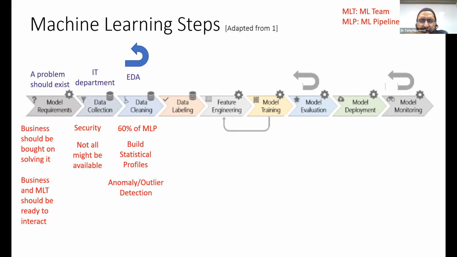One of the problems that exists these days is that data scientists tend to work in silos. So the interaction between the business and the data science team could get limited, and that leads to a lot of problems later on. So we need to have a very thorough interactive process right at the beginning of the machine learning pipeline. The next thing is data collection, and that is primarily given by the IT department.